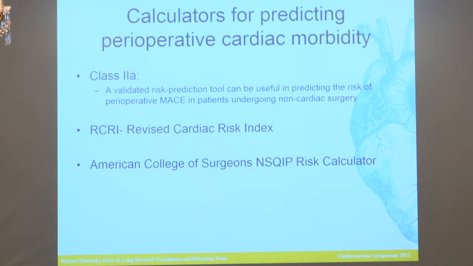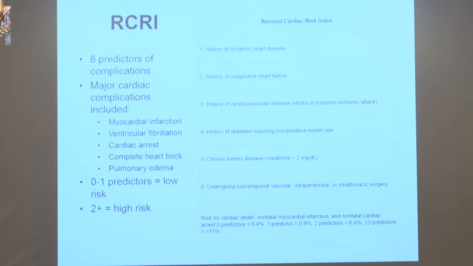So the use of risk calculators is actually a Class 2A recommendation by ACC/AHA. And we have two well-established risk calculators, and I'll go over both of them, one by one. So we are familiar with the Revised Cardiac Risk Index. It's a validated tool over many years, and the utility is that it only has a handful of variables that you need to put in.